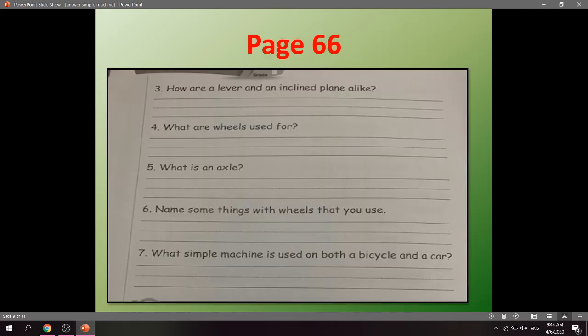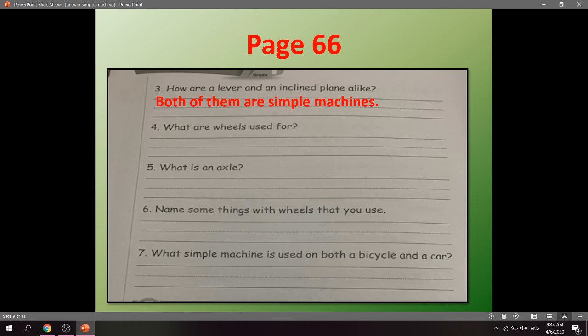Now page 66. And number 3. How are a lever and an inclined plane alike? Now, those are different simple machines, but how are they alike? Yes, because both of them are simple machines.